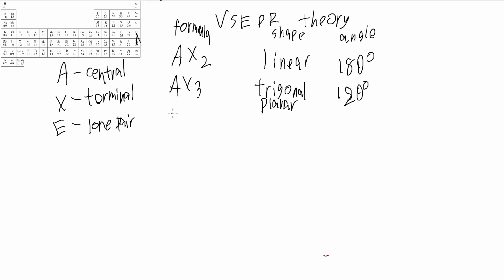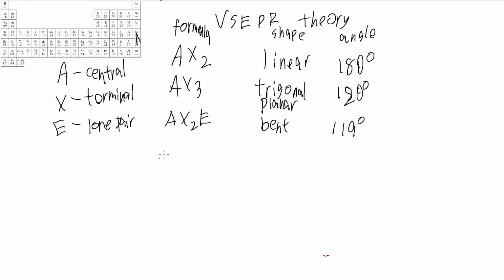And so, what you can have is AX2E. And this is a shape known as bent. Now, remember that electron pairs actually repel a little bit more than just regular bonds or atoms, and so this actually has an angle slightly less than 120 degrees, at about 119 degrees. And so these are all the possible combinations for AX2 and AX3.